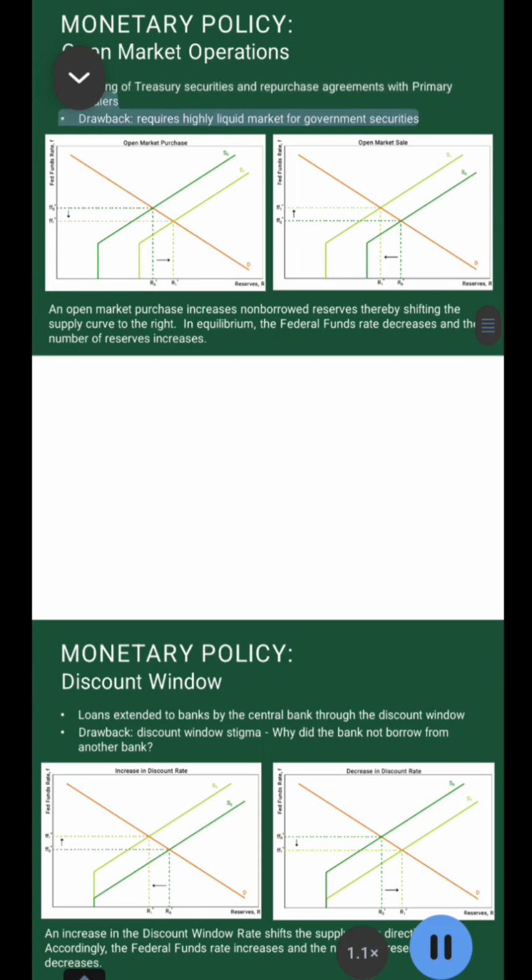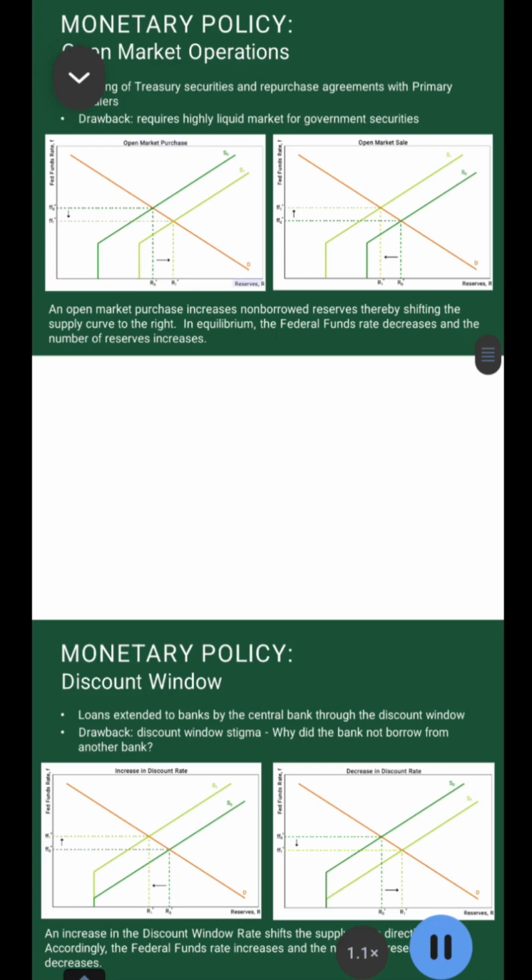Monetary policy, open market operations. Trading of Treasury securities and repurchase agreements with primary dealers. Drawback. Requires highly liquid market for government securities. An open market purchase increases non-borrowed reserves, thereby shifting the supply curve to the right. In equilibrium, the federal funds rate decreases and the number of reserves increases.